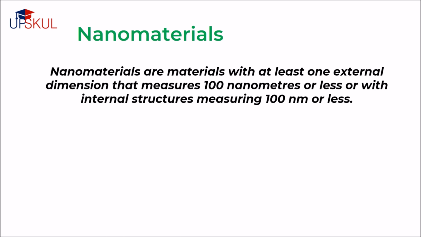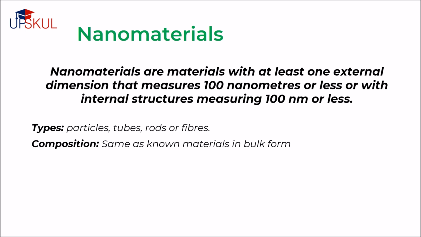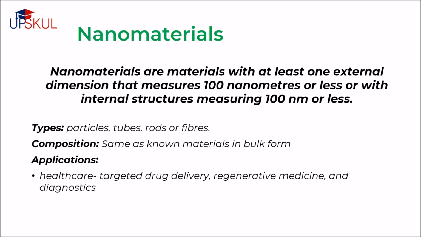Nanomaterials are usually considered to be materials with at least one external dimension that measures 100 nanometers or less, or with internal structures measuring 100 nanometers or less. They may be in the form of particles, tubes, rods, or fibers. The nanoparticles that have the same composition as known materials in bulk form may have different physico-chemical properties than the same materials in bulk form and may behave differently if they enter the body.